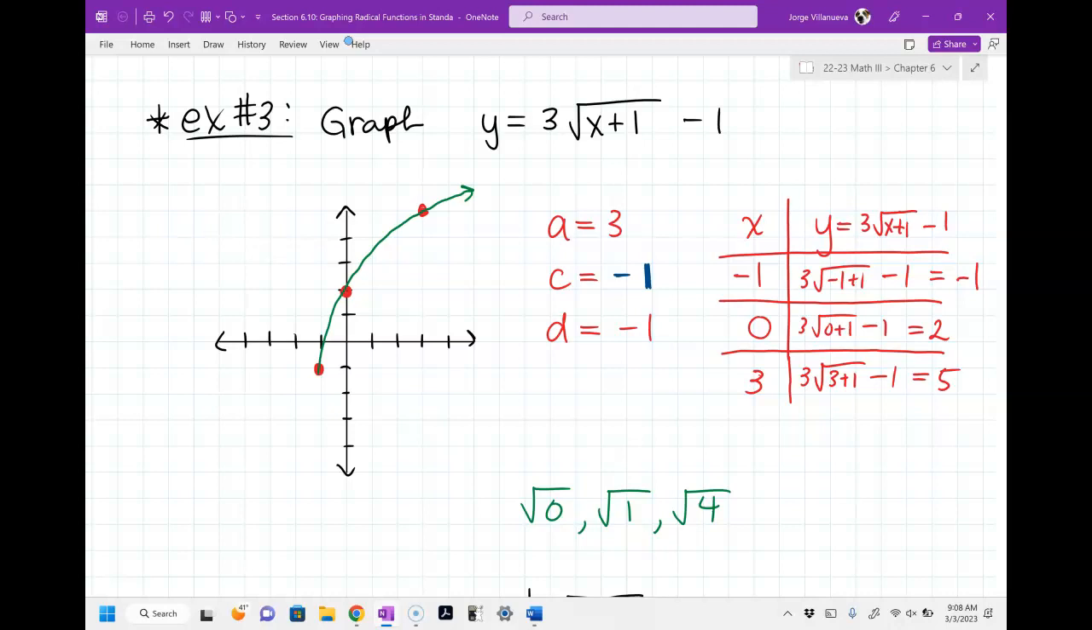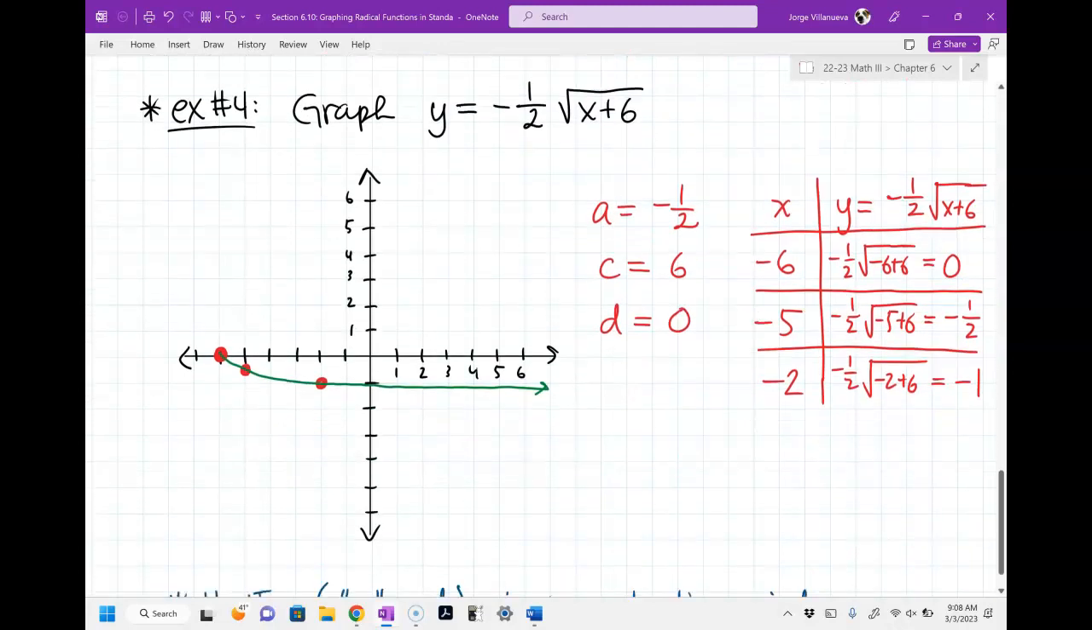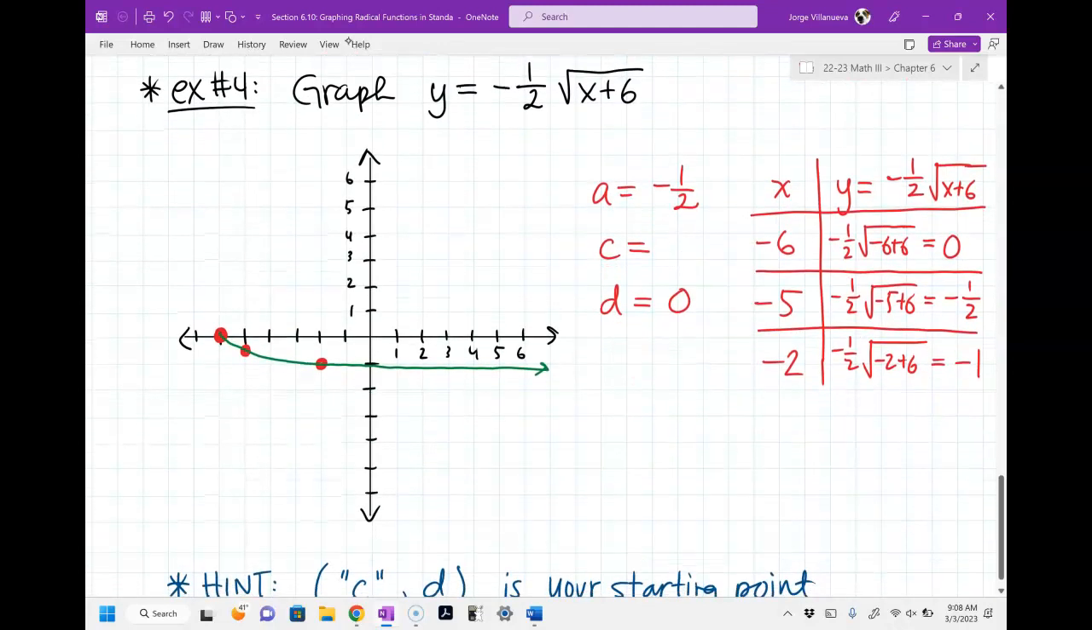So, anyway, C should have been -1. Sorry about that. I didn't notice that I put +1 there. So notice -1, -1. That's where I started, right? -1, -1. And look at this one right here. My C should have been, again, -6. I'm not catching myself on that. -6, 0. Sorry about that. So I should start at -6, 0. And if you look at my graph, that's exactly where I started, -6, 0.